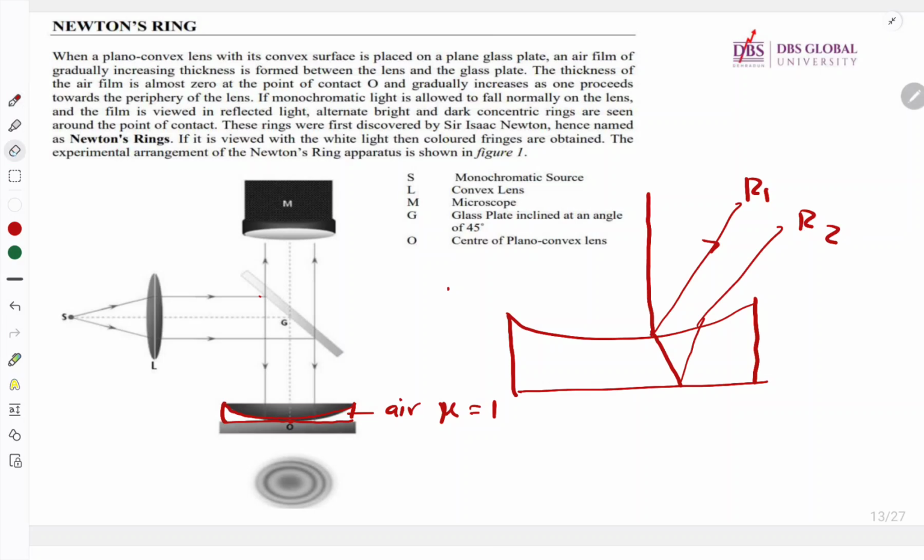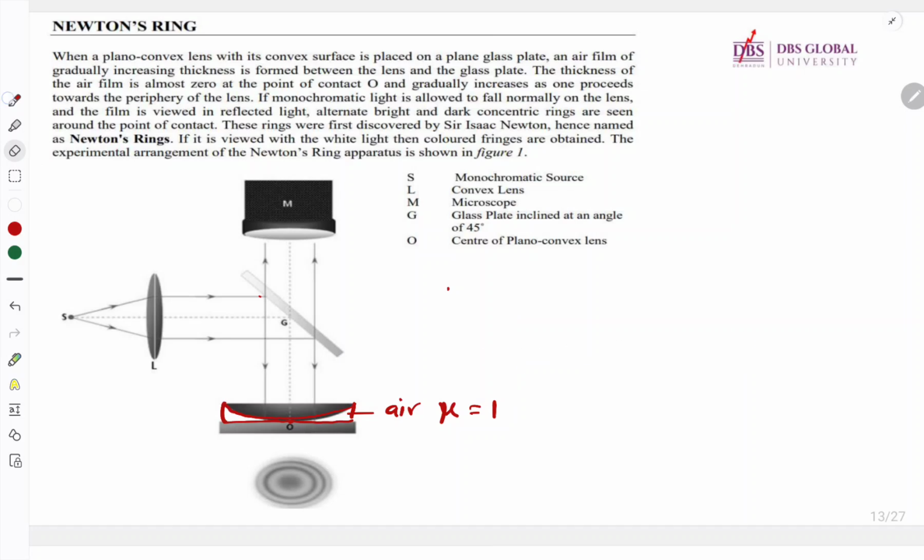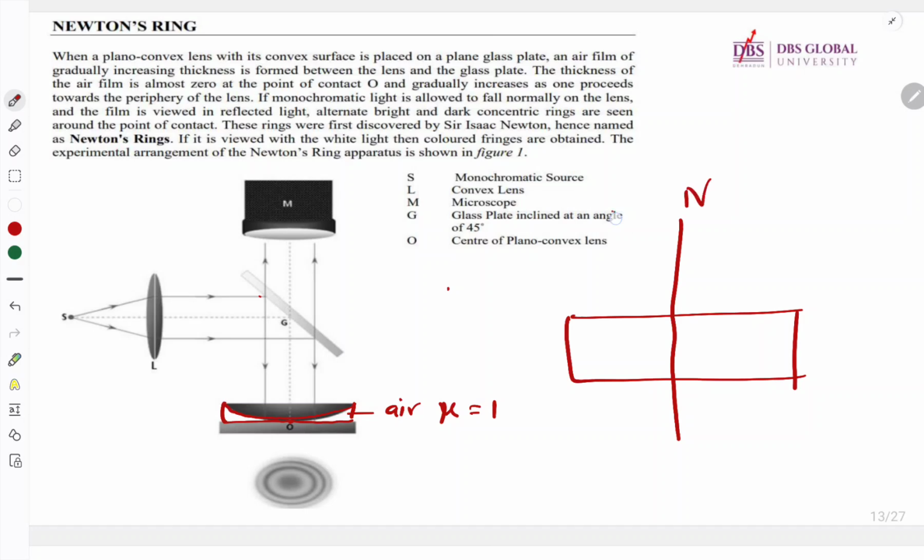In class 12th you studied reflection from a glass slab. So it behaves the same way. This is a glass slab, this is your normal. Light is incident on the surface, and from the upper surface light is reflected. Similarly, some of the light goes to the lower surface and is reflected back. R1 and R2 superimpose with each other and produce the interference pattern.